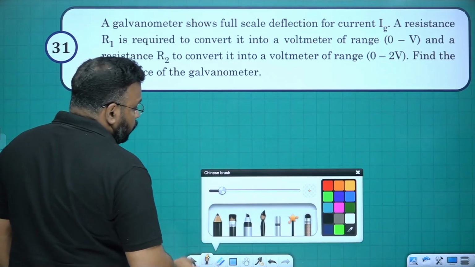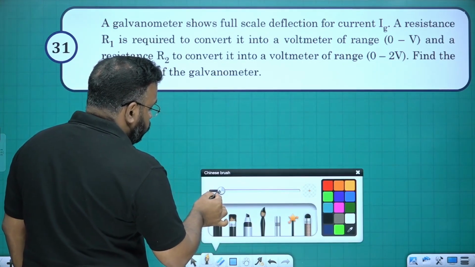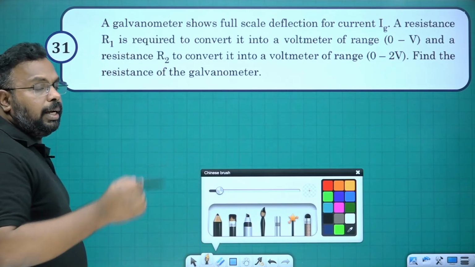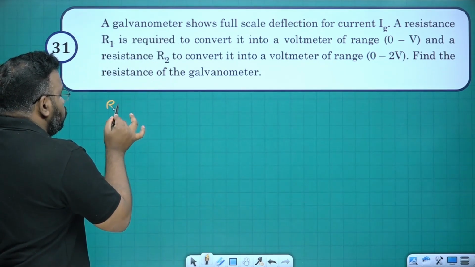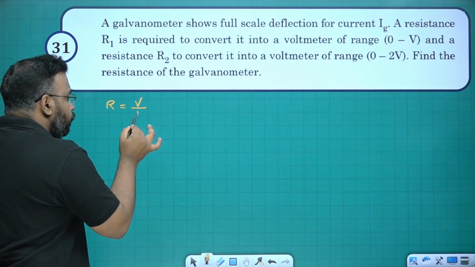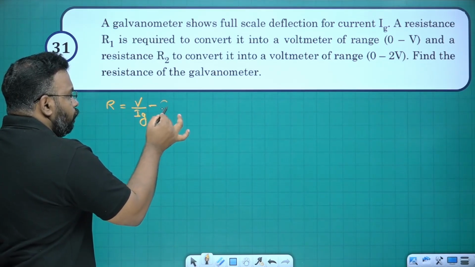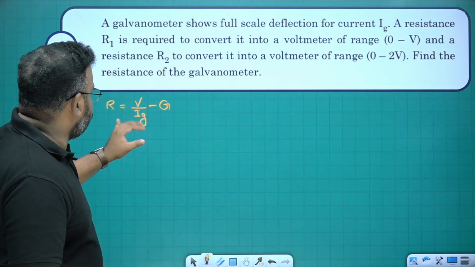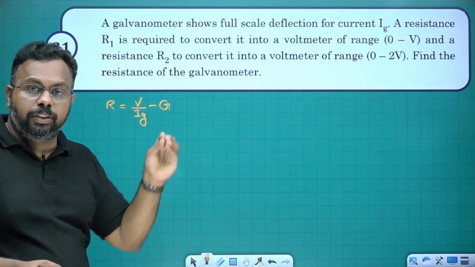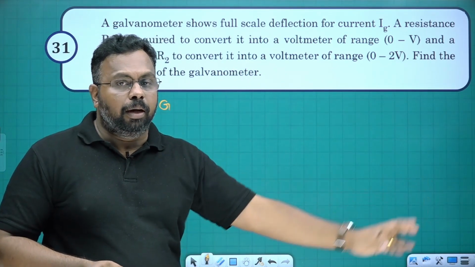So hope you remember the formula for converting a galvanometer into a voltmeter. We need to connect a high resistance in series. That high resistance formula is R is equal to, what is it? V by Ig minus G. V by Ig minus G. This is the formula for finding the resistance R needed to convert a galvanometer into a voltmeter.